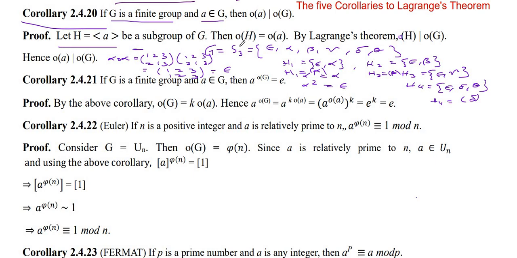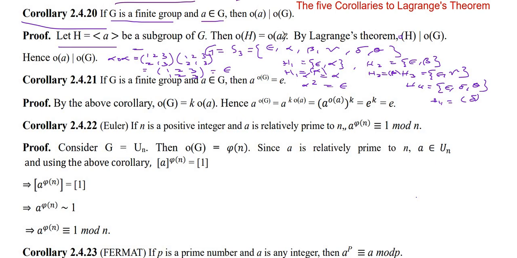Then by one of the properties of a cyclic group, the order of the cyclic group should be the same as the order of its generator. So order of H is equal to order of A. But Lagrange's theorem says that order of H divides order of G. So replacing order of H by order of A, you have this.